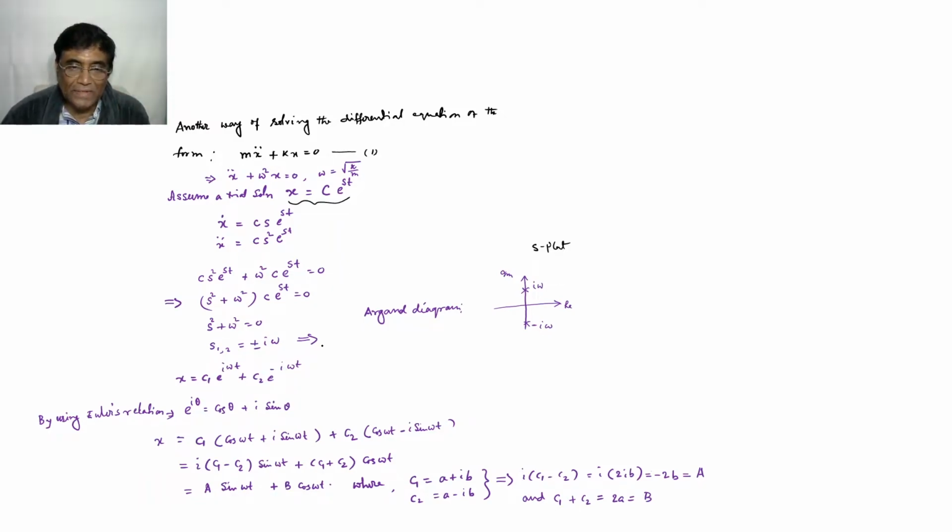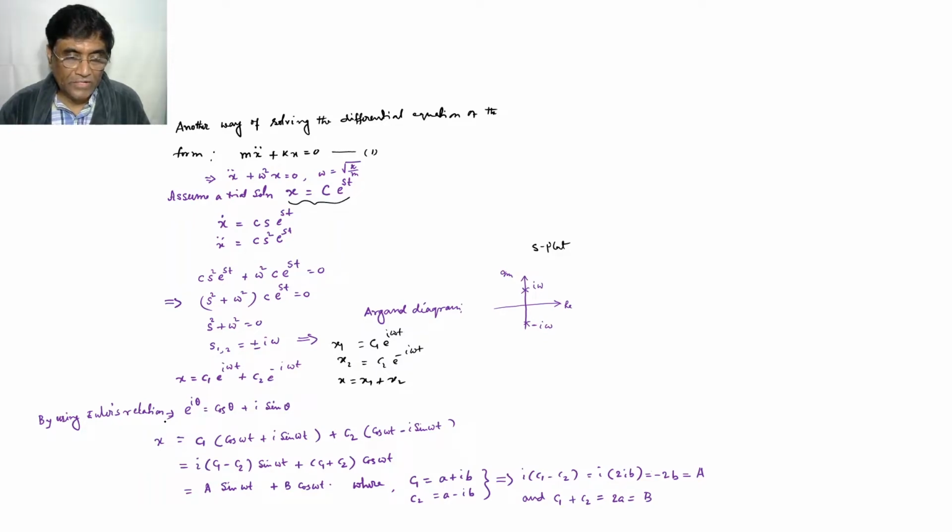So I have a solution x1 corresponding to h1, which equals c1 e to the power i omega t, and another solution x2, c2 e to the power minus i omega t. And I could just write x equals x1 plus x2 because it is a linear system. Now there is a very interesting relation known as Euler relation, heavily used in control: e to the power i theta equals cos theta plus i sin theta.